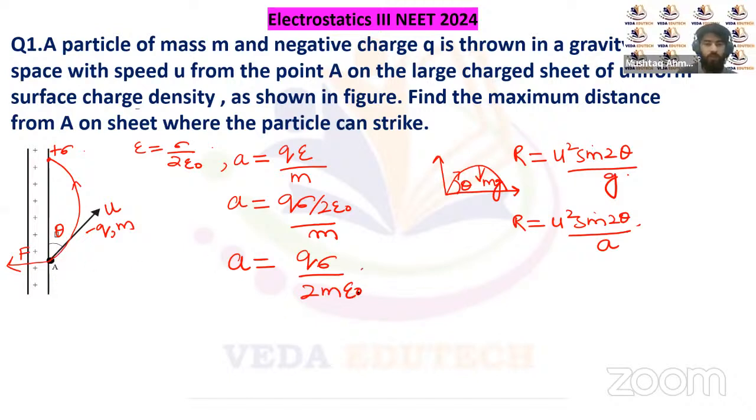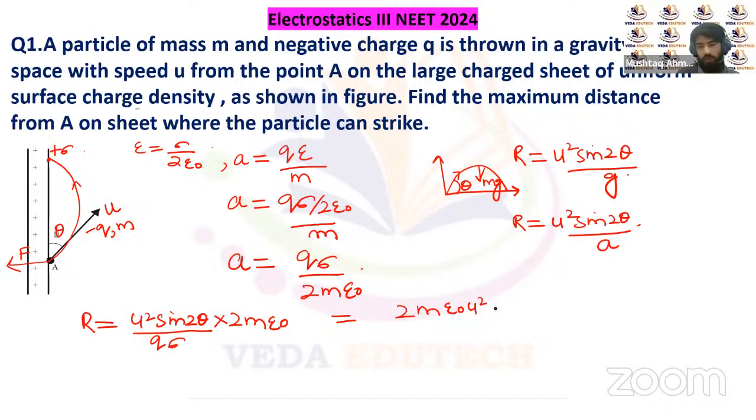This acceleration is responsible for the parabolic path of this charged particle of mass m. Once again, the range of this particle will be u square sine 2 theta over the acceleration. Here the acceleration is because of the electrostatic force, so we can replace it with q sigma upon 2 m epsilon naught. That will be multiplied here in the denominator, so the range becomes 2 m epsilon naught u square sine 2 theta over q sigma.